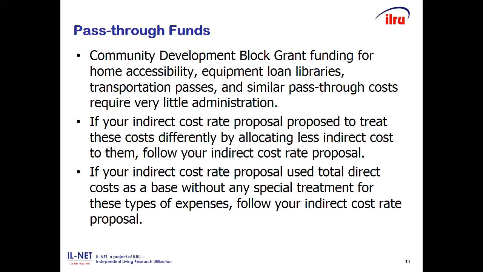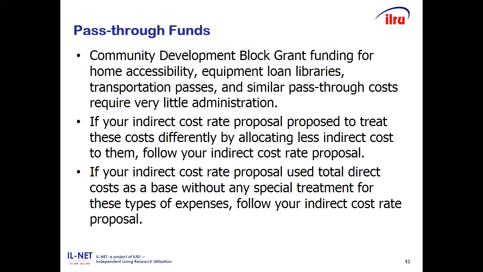So in your indirect cost rate proposal, you could actually propose to treat these costs differently by allocating less indirect cost to them if you did that in your indirect cost proposal. And I know some of the proposals that I looked at actually removed these from the calculation for the indirect cost rate. And they said these are not things that have an indirect cost applied because they're pass-through funds. John, what do you think about that process?